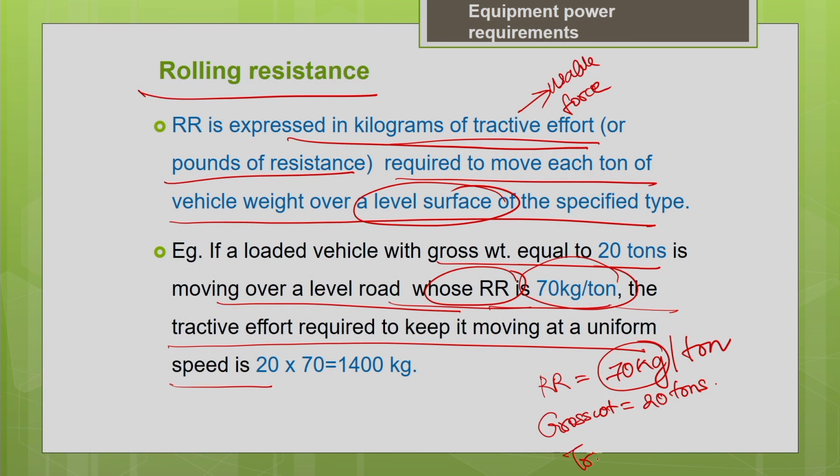Now, you can calculate the tractive effort needed to overcome this rolling resistance and keep the machine moving. Let us multiply the weight of the machine, 20 tons, into 70 kg. That gives you 1400 kg. So, this is the tractive effort needed to move the machine over this particular surface. Why do we calculate all these things? So that you can make the selection of your machine accordingly. The required power to overcome this resistance is 1400 kg. So, you have to select the machine so that this much power is available with that machine to overcome this resistance at the project site.